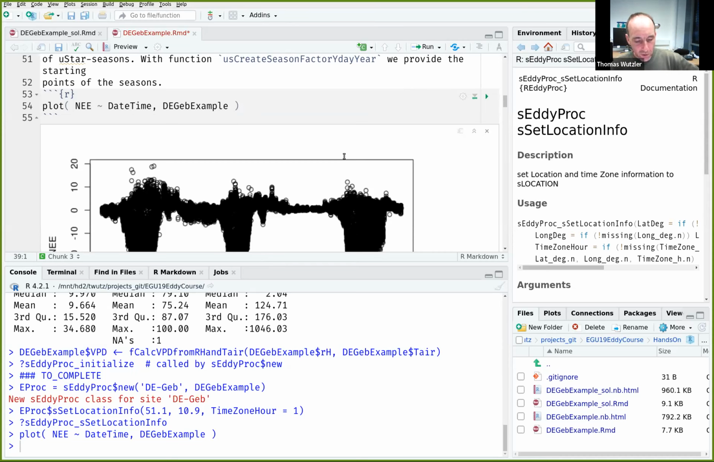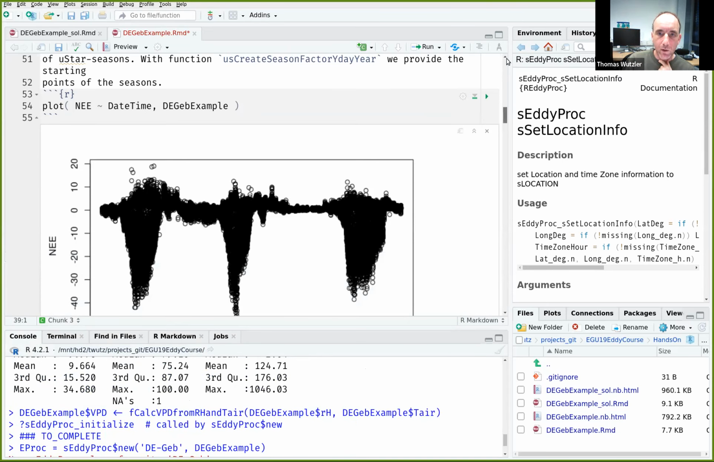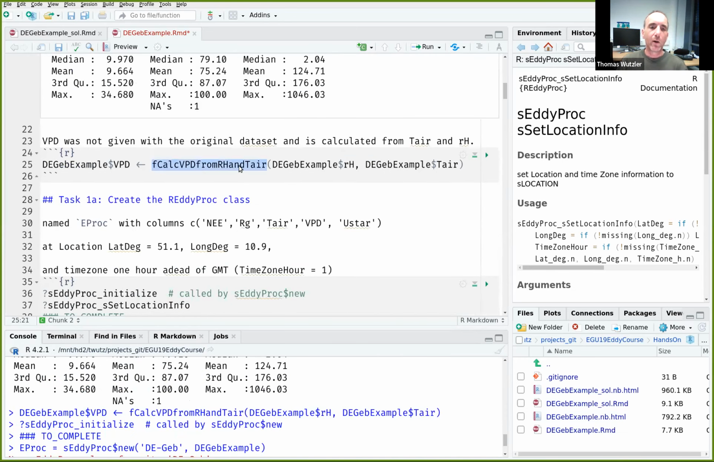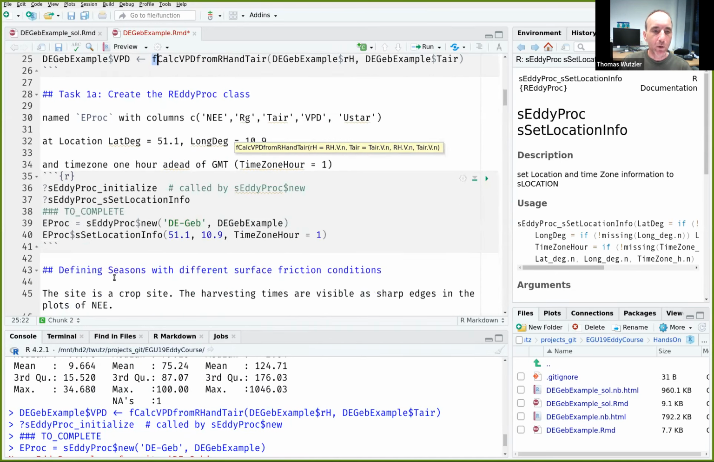The REddyProc R package provides the usual R functions, like converting timestamps or summary, or also calc VPD from Rn and Tair, which are independent of the EddyProc class. These are usual functions, and they are usually stored with the F functions. The special functions that have access to this EddyProc class are invoked in EProc dollar, and then usually there is an S. This is just a naming convention that the initial developer of EddyProc, Antje Moffat, adopted, and I stick to it.